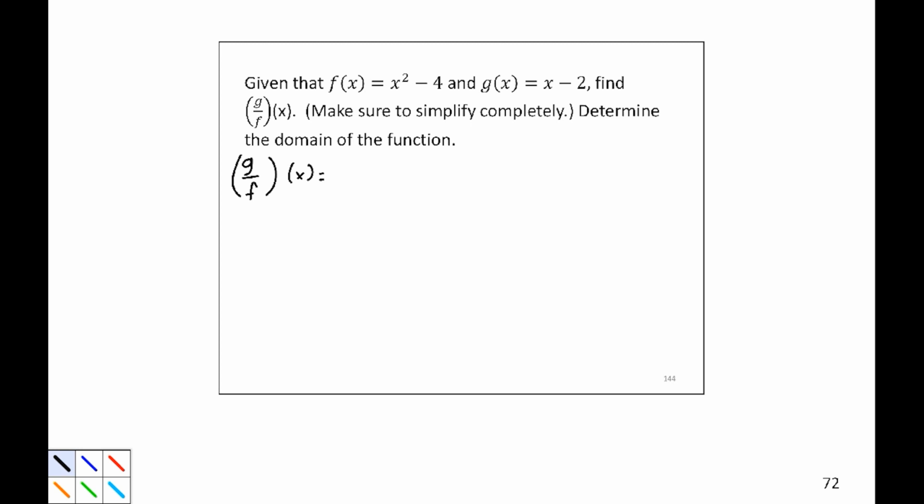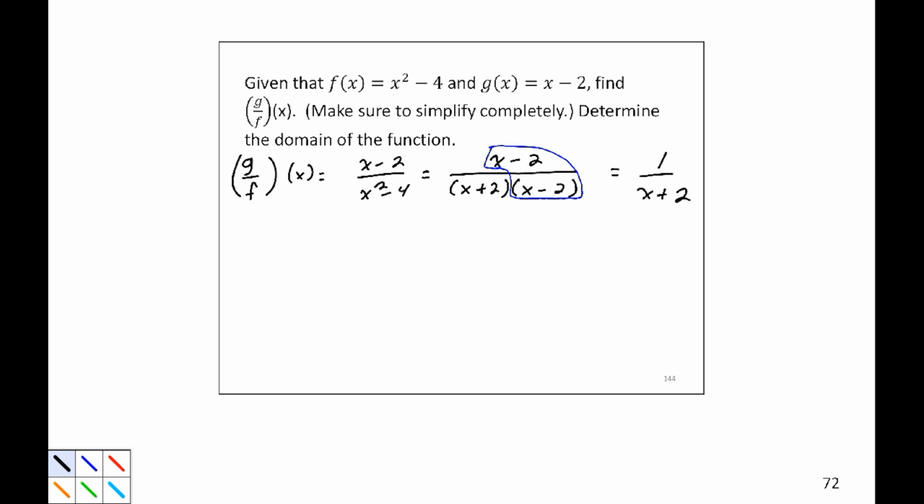That is, by definition, g of x divided by f of x. That would be x minus 2 divided by x squared minus 4. Now, this reduces, actually, because the denominator factors into x plus 2 and x minus 2. It is a difference of squares. And the numerator is x minus 2. Now, these two x minus 2 factors form a 1, so that this simplifies to be 1 divided by x plus 2. So that's the simplified form of that.